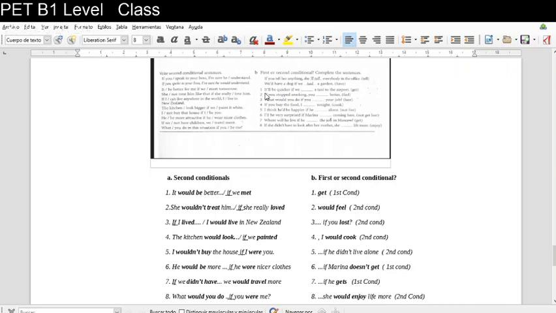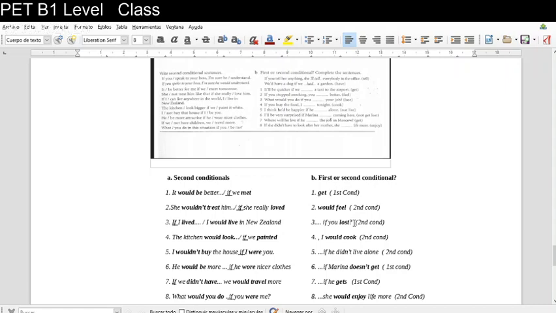It'll, future, is first conditional. I need present simple: if we get a taxi to the airport. Very important. Number two, if you stopped smoking, stopped is simple past, second conditional, I need would. Then you would feel better. Number three, what will you do? Second conditional, if you lost your job.